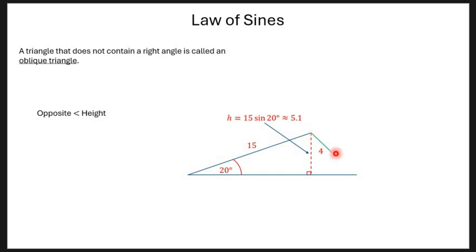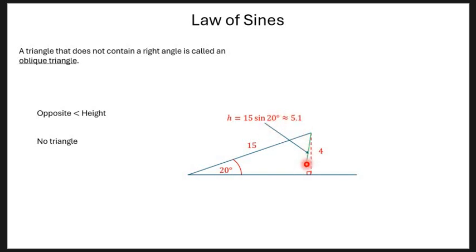Whenever the opposite side across from your given angle is less than the height that you calculate by the sine of the given angle times the side adjacent to it, you're not going to get a triangle, because if you try to find an angle where it's going to connect, it'll never connect because it's not long enough. So in the case of the opposite side being smaller than the height, we get no triangle. In order for this to actually connect, the opposite side has to be longer than 5.1.